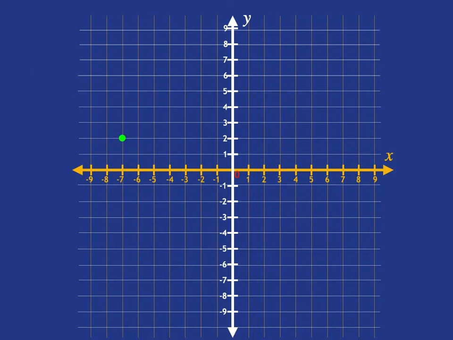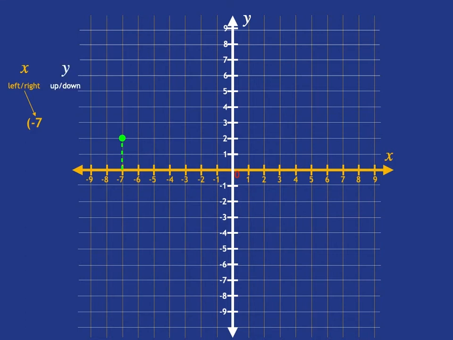All right, let's give the name of this one. Again, we first want to get the x-coordinate, and that is how far we are to the left or right of the origin. We use the x-axis as a measuring stick, so we go down to the x-axis and we see that we're 7 steps to the left. In other words, our x-coordinate is -7.